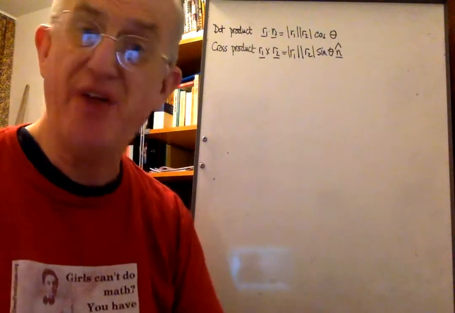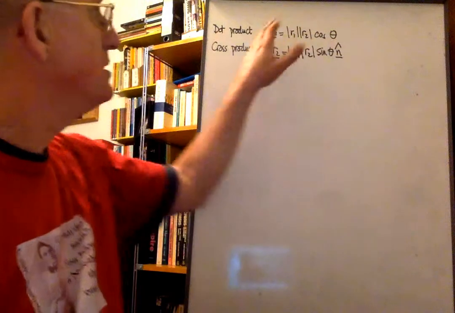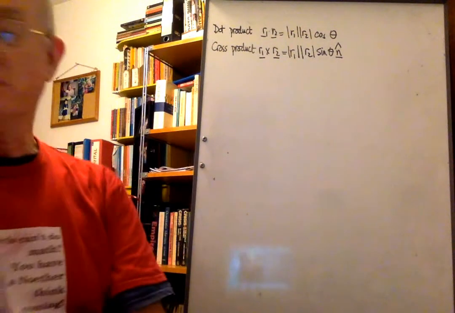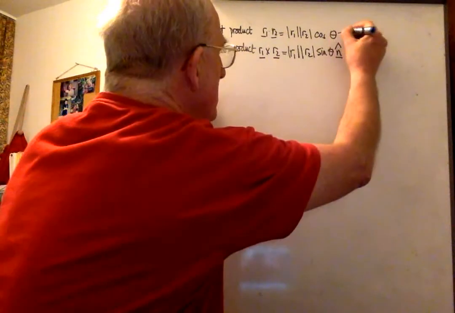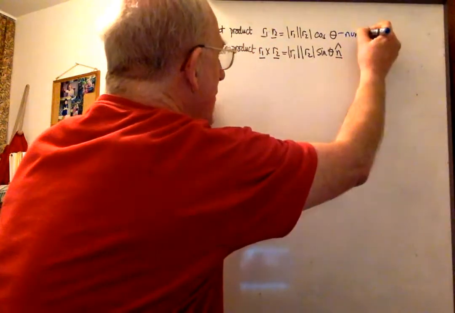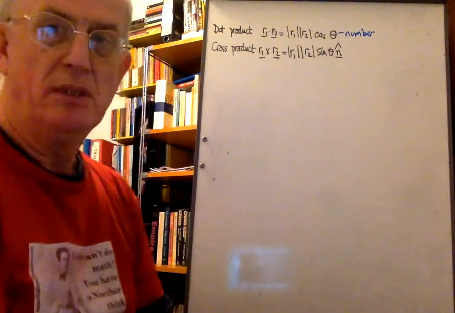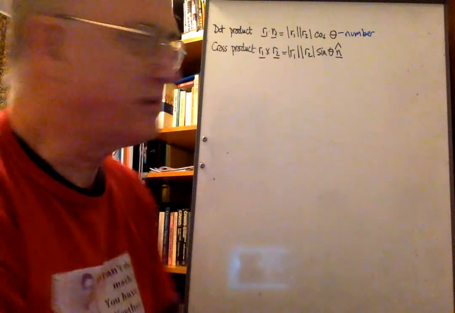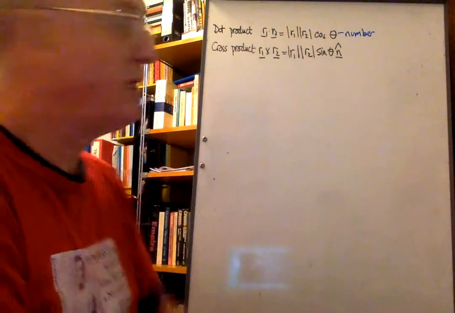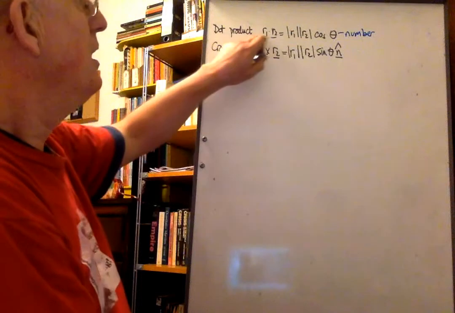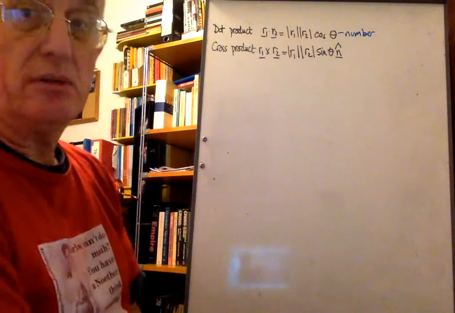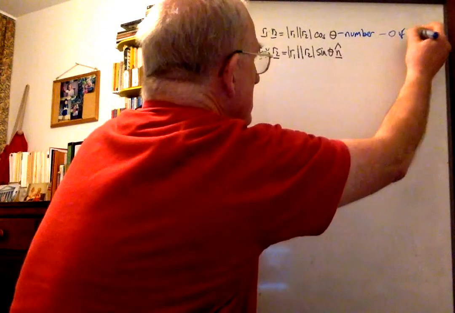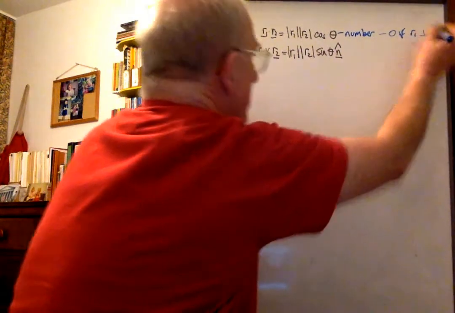Okay, we have dot product and cross product, and teachers emphasize these are very different things. So the dot product is just a number. It's not a vector. You multiply together two vectors and you just get a number. It's like two tigers having a baby and it turns out to be a rabbit. And if the two vectors are perpendicular, then it is 0. It's 0 if they're perpendicular.